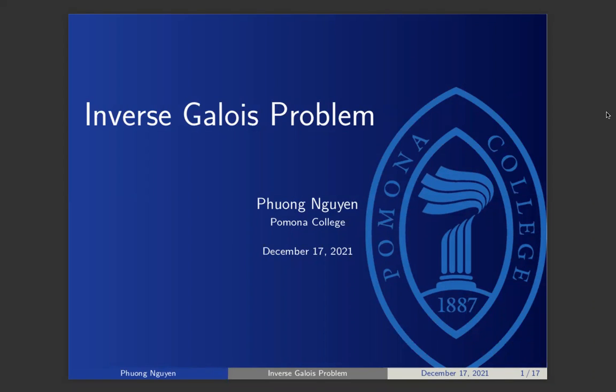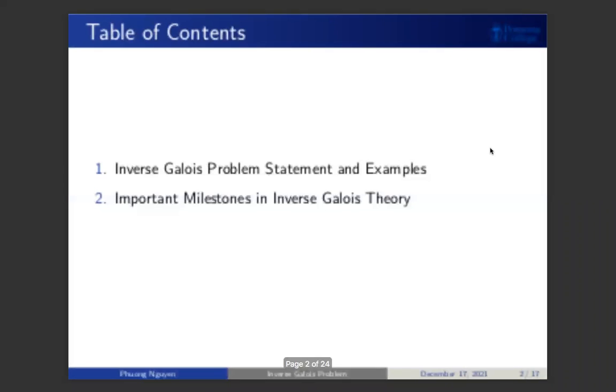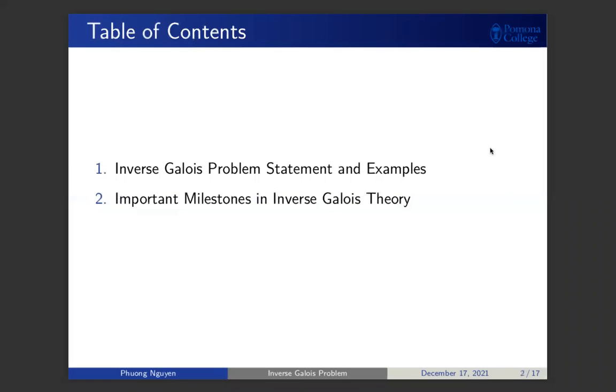Hi everyone, my topic is inverse Galois problem. There are two parts of my presentation today. First, I'll talk about the inverse Galois problem statement and related examples. Then I will walk through the important milestones in inverse Galois theory.